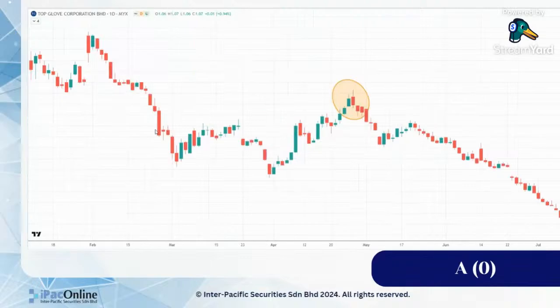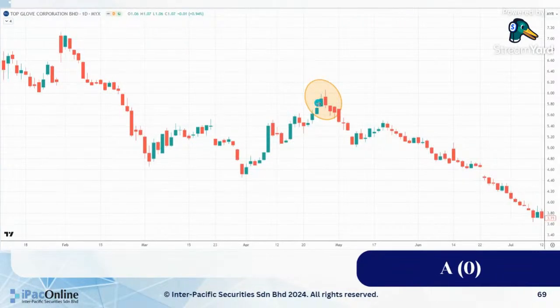right? Okay, so for Top Glove, we can see that it has formed a piercing, and eventually it continued to pressure lower on the next day, which triggered a series of selling and dumping in the Top Glove share price.